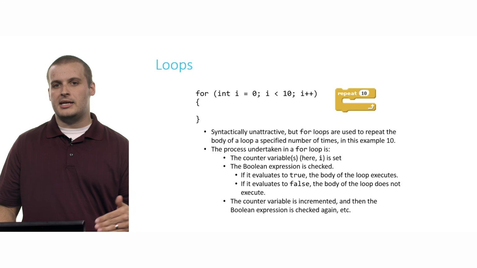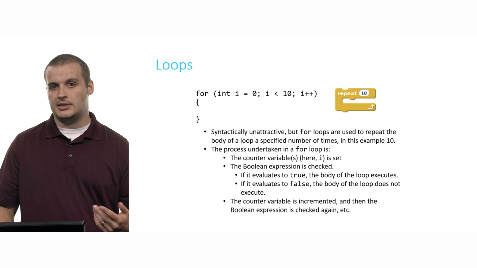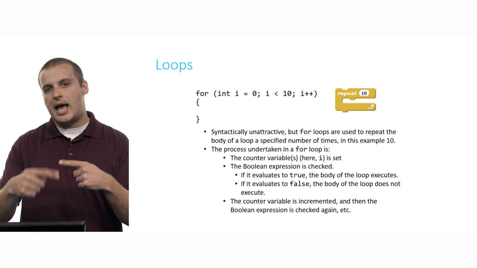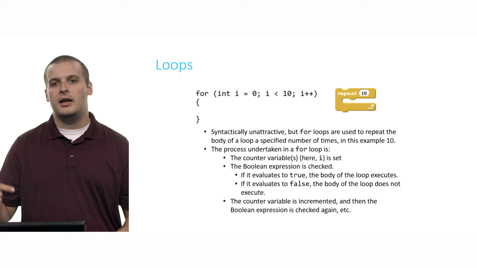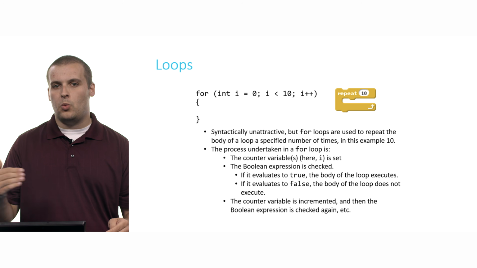So we start out by saying int i equals 0. Then we check whether or not the Boolean expression is true. 0 is less than 10, so it's true. So we're going to proceed into the body of the loop. Things will happen inside the loop, and when we encounter that closing curly brace, the next thing we do is we say i++. So i was 0, now i is 1.